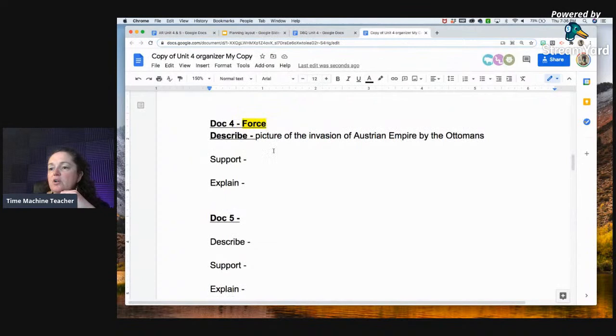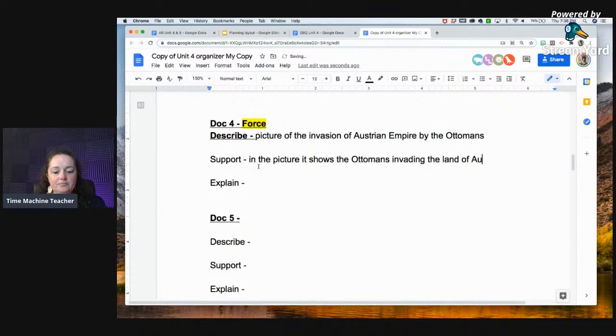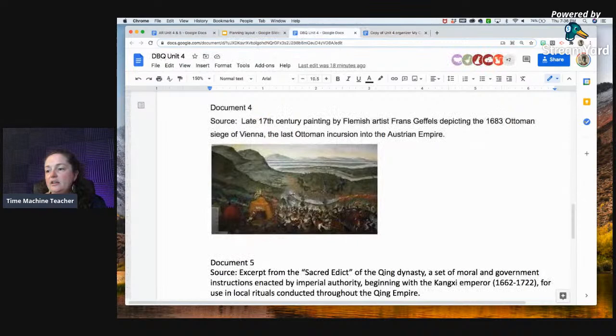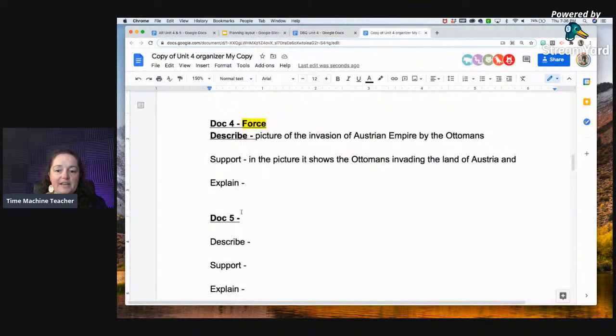So you could say in the picture, it shows the Ottomans invading the land of Austria, and you could say that like you can see smoke and weapons being used as they're invading.